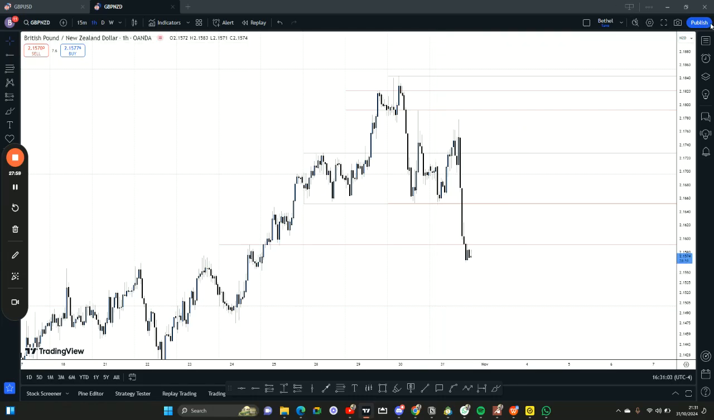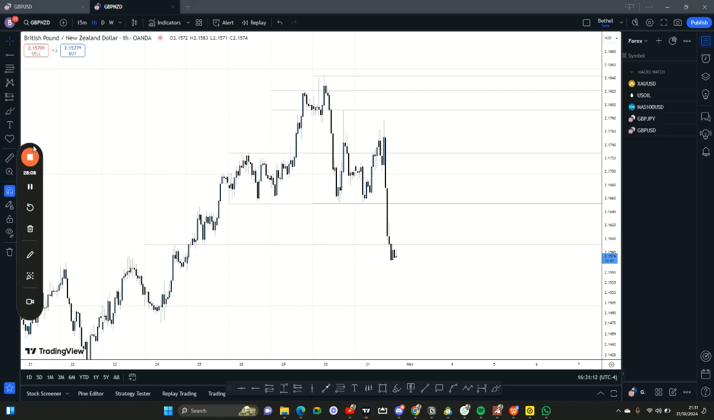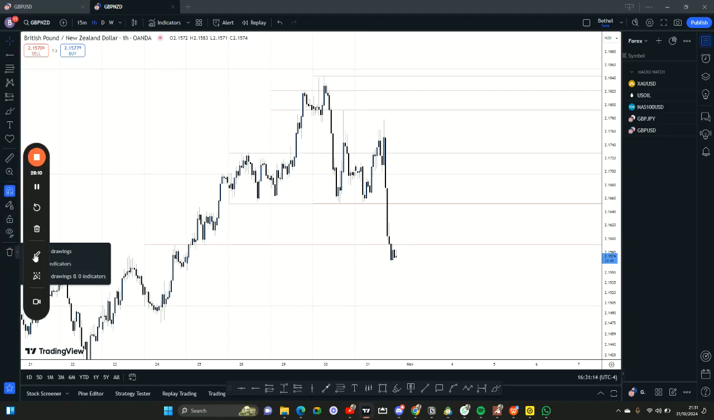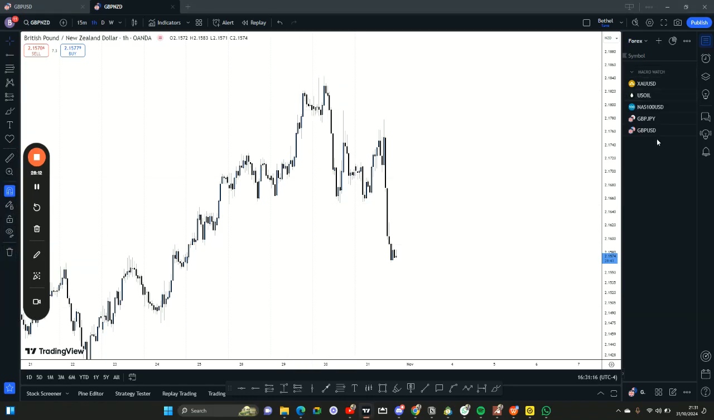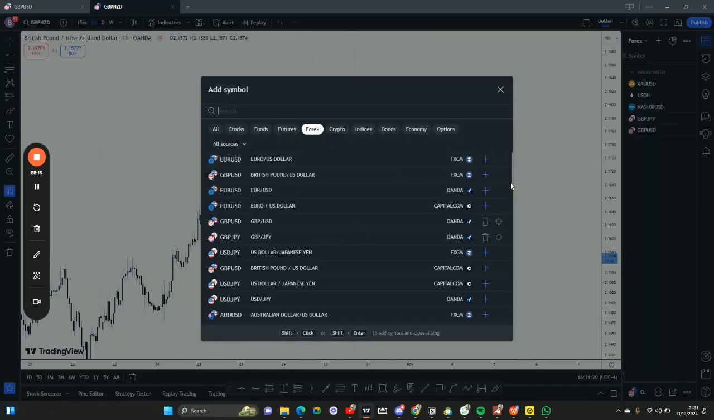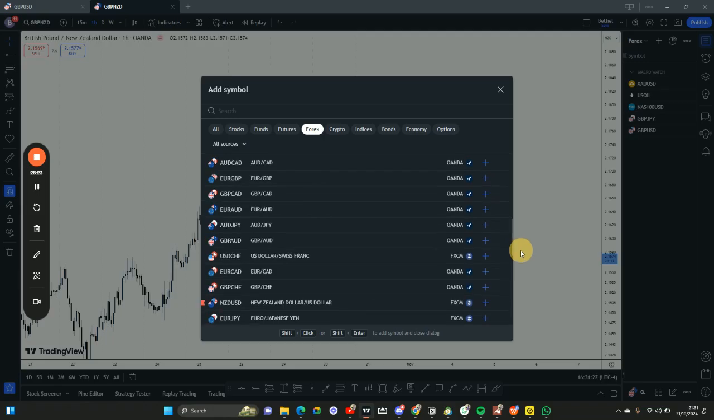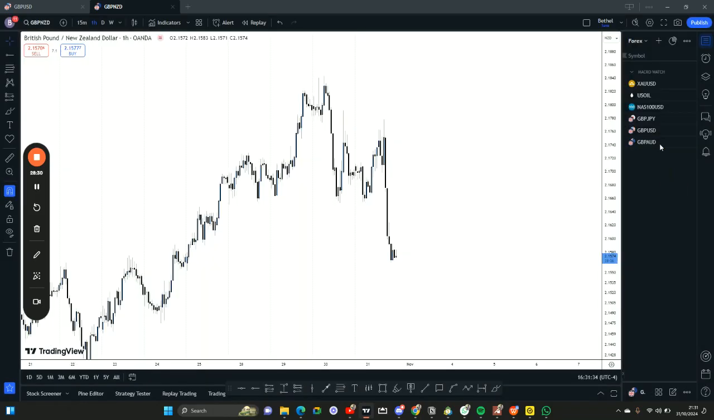So let's look at another pair. I don't trade this one, so I'll delete this and also delete all these things. Remove all the drawings, and then we check out another pair. Which pair are we going to check out? Okay, let's do this one. Let's do GBP AUD.